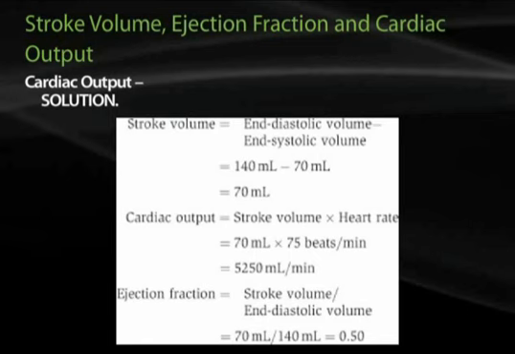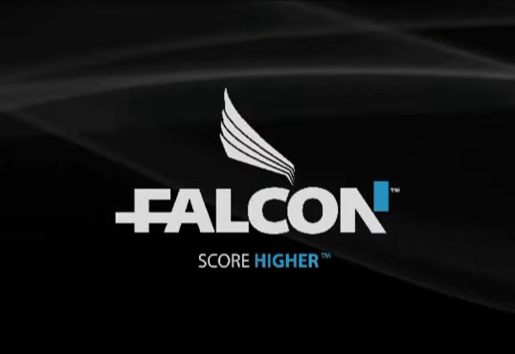And so the stroke volume is equal to 140 minus 70, which is 70. The cardiac output is stroke volume, which is 70, times the heart rate, which is 75, and that is equal to 5.25 liters per minute, or 5,250 milliliters per minute. And the ejection fraction is the stroke volume divided by the end-diastolic volume, which is 70 divided by 140, which is 0.5 or 50%.